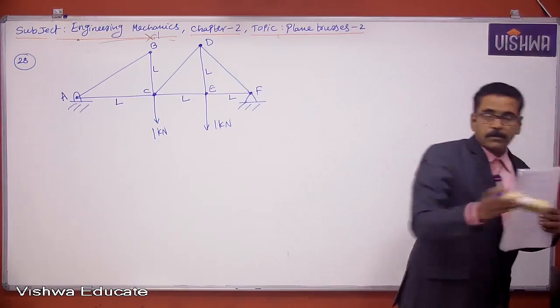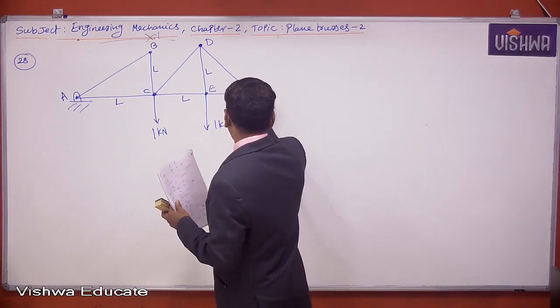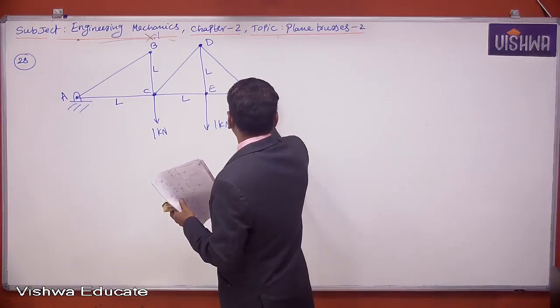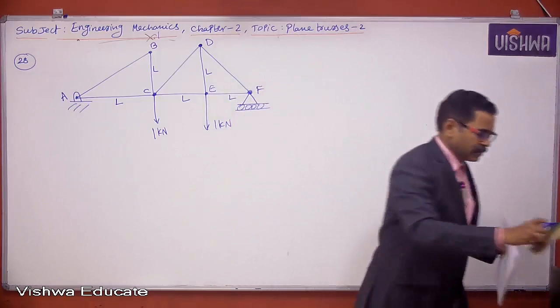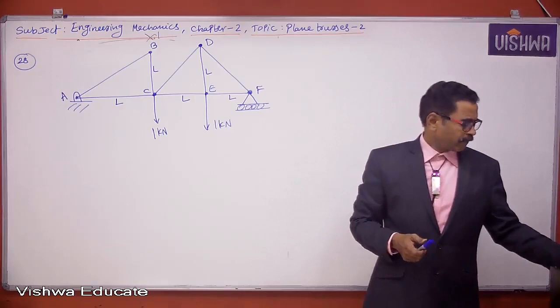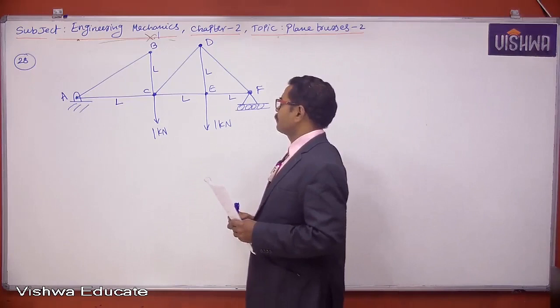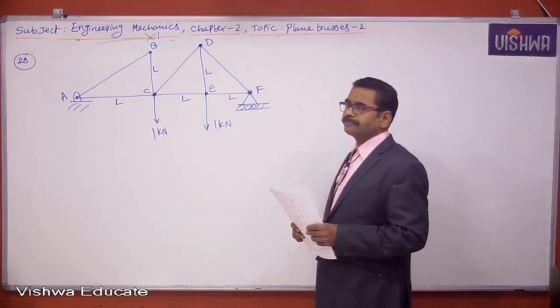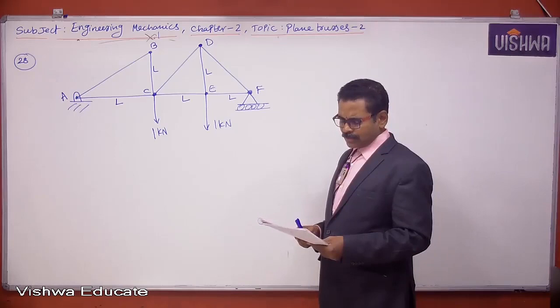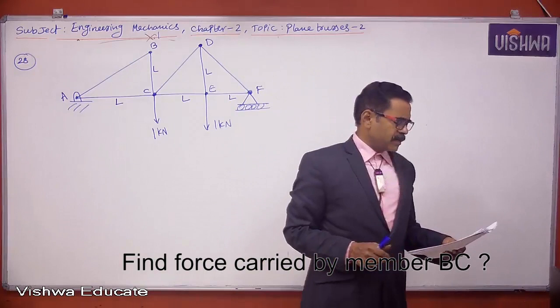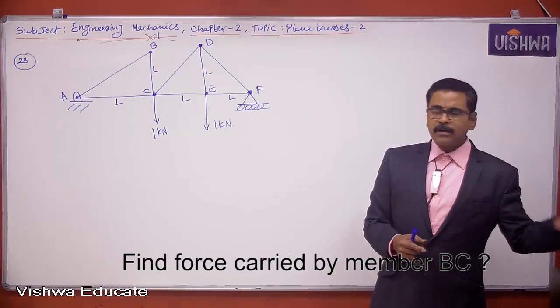So the right support is a roller support. This is F. The question is like this: find the force carried by member BC.